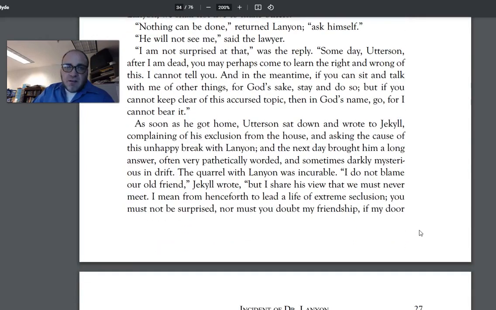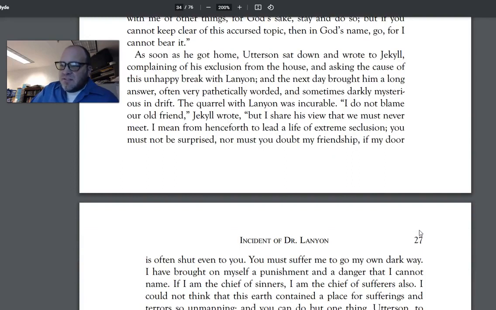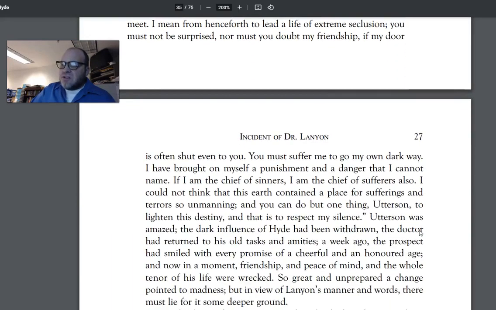The quarrel with Lanyon was incurable. I do not blame our old friend, Jekyll wrote, but I share his view that we must never meet. I mean from henceforth to lead a life of extreme seclusion. You must not be surprised, nor must you doubt my friendship, if my door is often shut even to you. You must suffer me to go my own dark way. I have brought on myself a punishment and a danger that I cannot name.